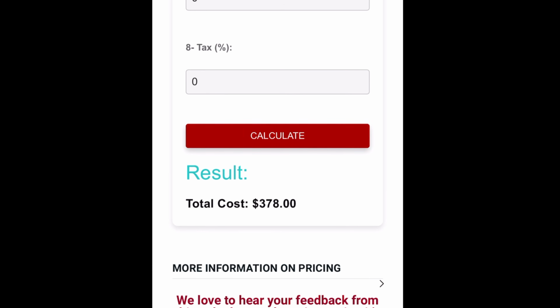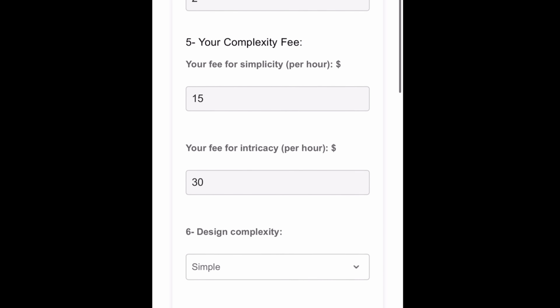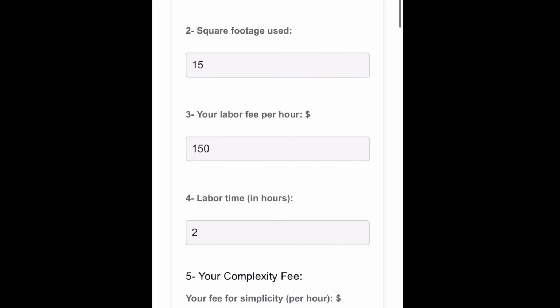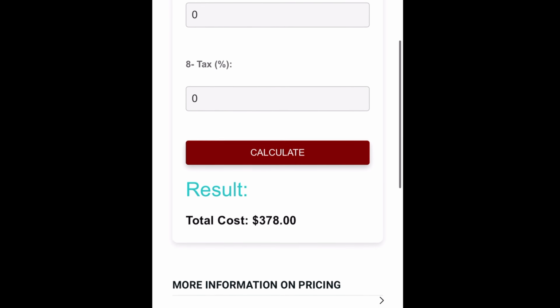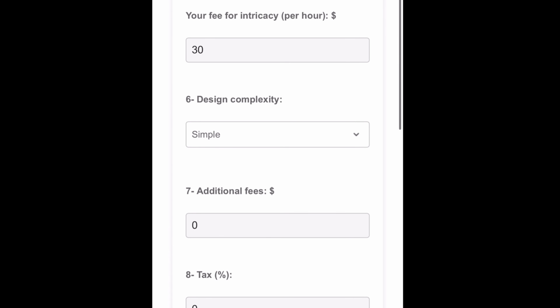So let's calculate. The calculator tells me this project goes around $378. It is a simple project. It only takes 2 hours, and it's only gonna take 15 square foot of vinyl for the project. So again, this is just an average price. But now I want you to check out the difference between simple and intricate.